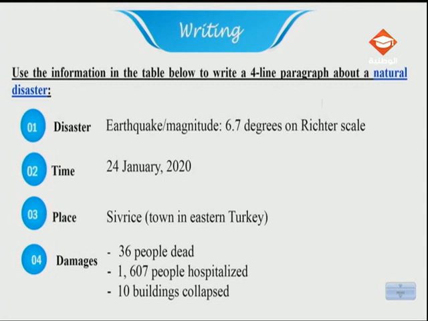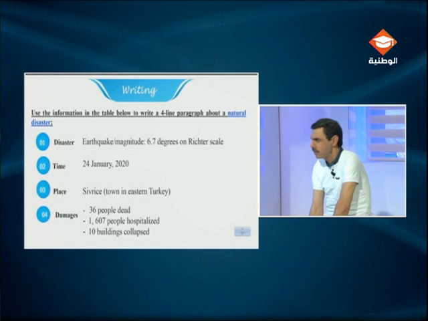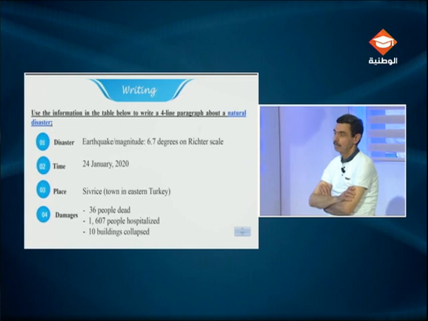Could you please read the notes? So, disaster: earthquake, magnitude 6.7 degrees on the Richter scale. Time: 24 January 2020. Place: Sivrice, I'm not sure about the pronunciation, a town in eastern Turkey. Damages: 36 people dead, 1,607 people hospitalized. That's huge. We can say casualties, the word that we have just seen. Yes, the newly seen word. Victims. And 10 buildings collapsed. Yes, so it created a lot of damage.